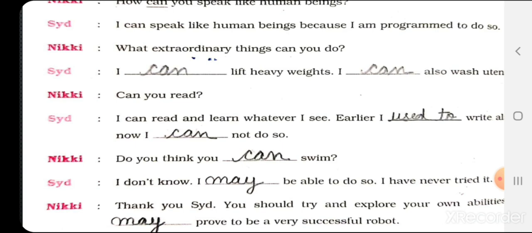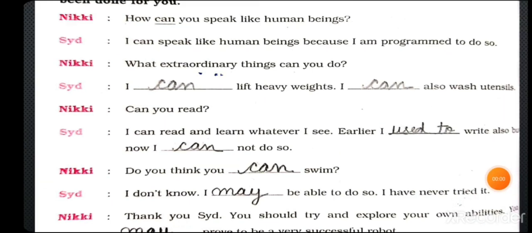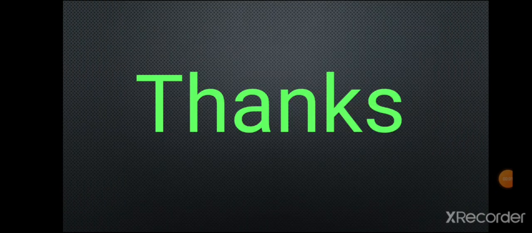Like this, students, try to complete this worksheet also. Now, students, I hope that all of you have understood it well. Now, students, complete chapter number 8, modals. That's all for today, students. Thanks and have a nice day.